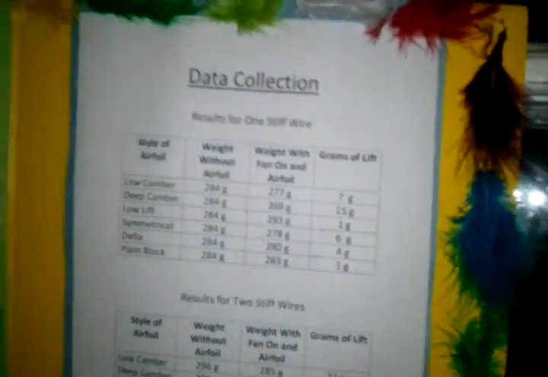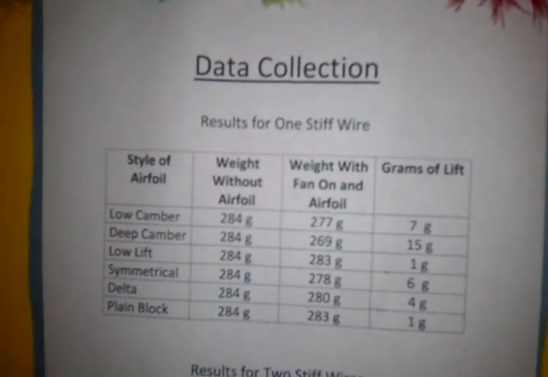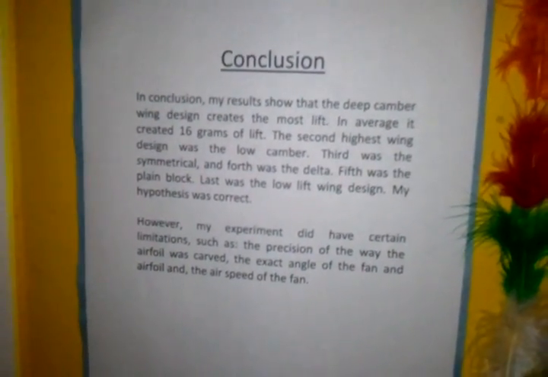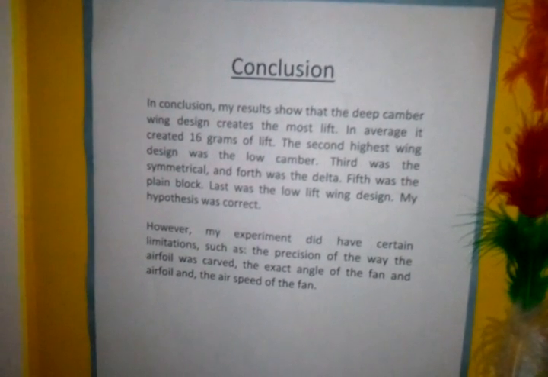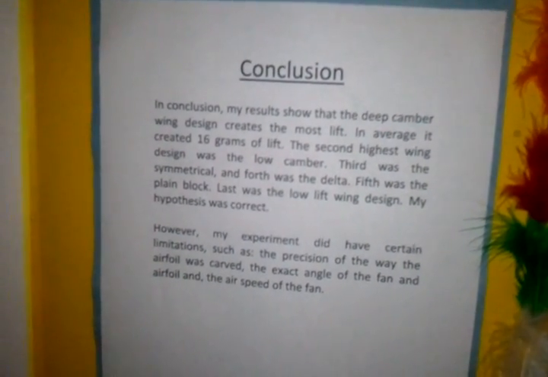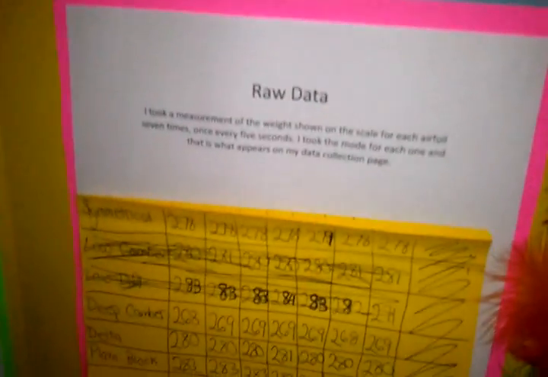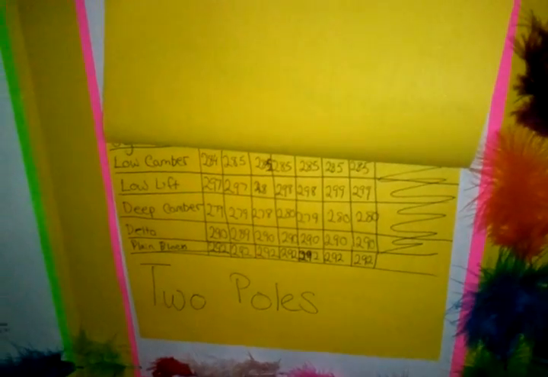And over here I have my data collection, and that just shows all of the different wing designs and how many grams of lift they created. And in conclusion, my hypothesis was correct. The deep camber did create the most lift. It created 16 grams of lift. And down there I have my raw data, which you can see. This is what I wrote when I was recording what was going on. So now I'll show you exactly how I do the experiment.